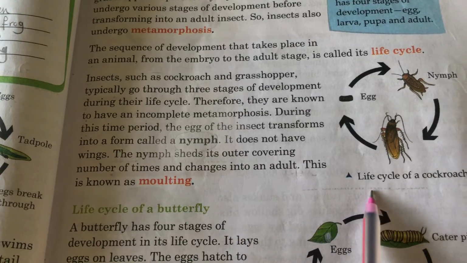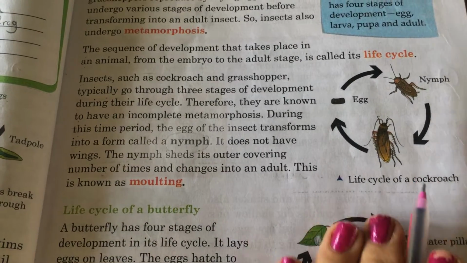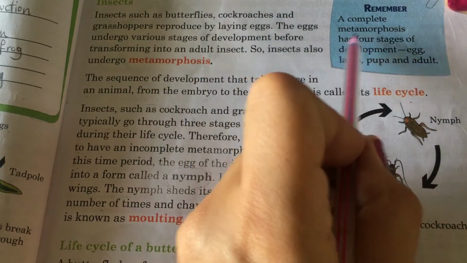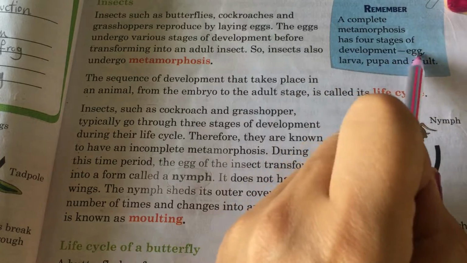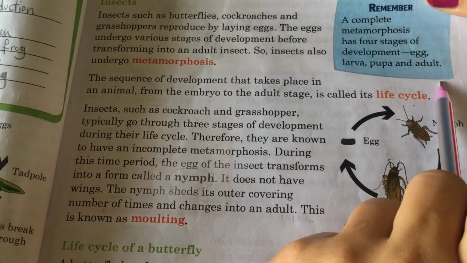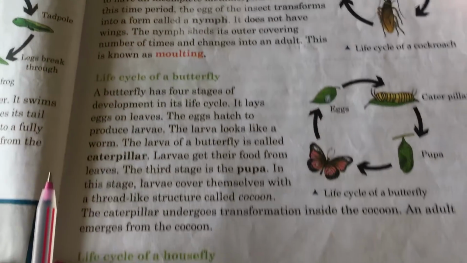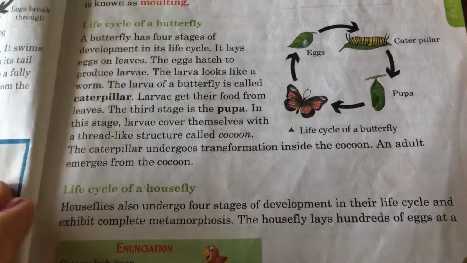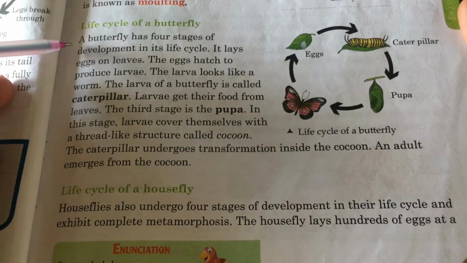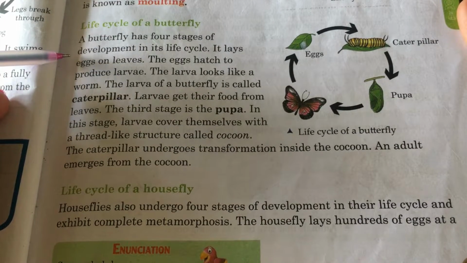As you can see, here is the life cycle of a cockroach. And here, remember, a complete metamorphosis has 4 stages of development: egg, larva, pupa, and adult. And here, life cycle of a butterfly. A butterfly has 4 stages of development in its life cycle.